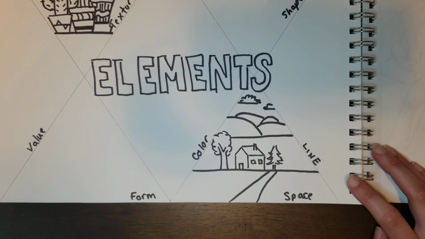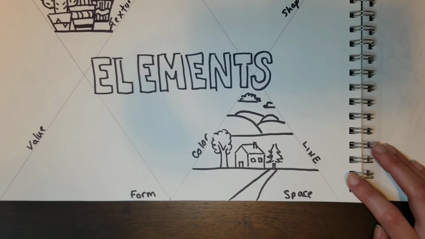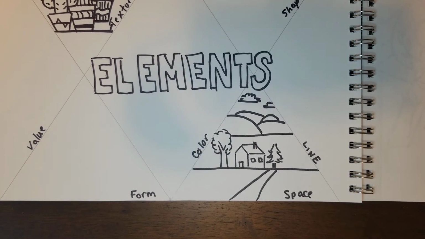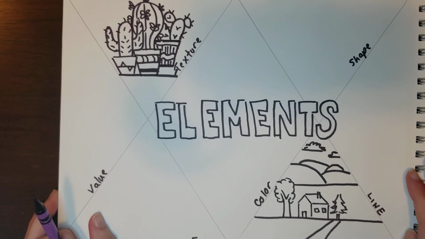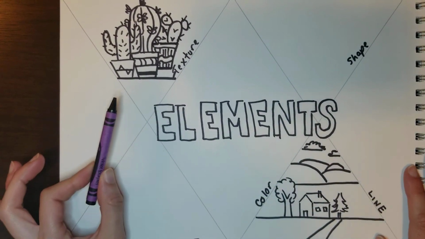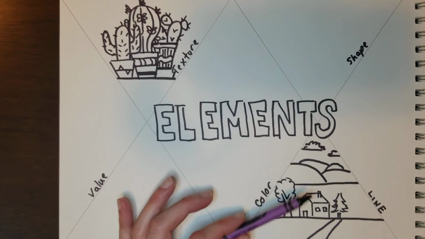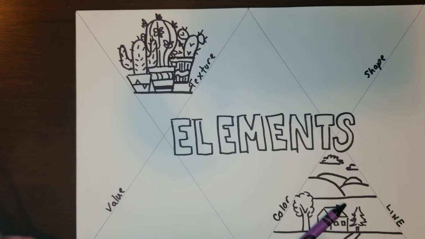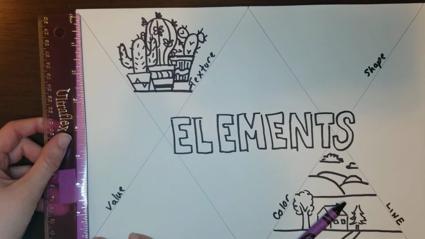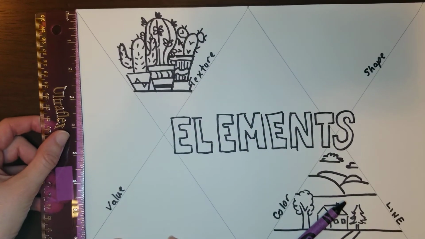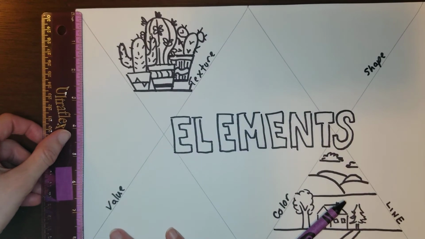All right, the next one we're going to do is value. So for value, I'm not going to use a Sharpie. For value, I can use a crayon or a colored pencil or a regular pencil. And what I'm actually going to do is take my paper over here and divide my paper into sections.